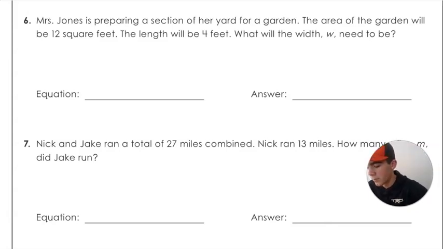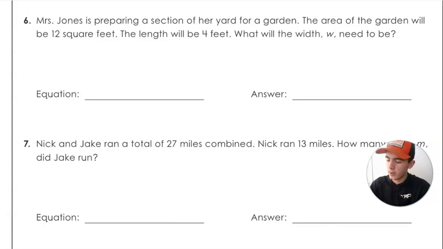Let's read it through. Mrs. Jones is preparing a section of her yard for a garden. The area of the garden will be 12 square feet. The length will be 4 feet. What will the width, which is W, need to be?